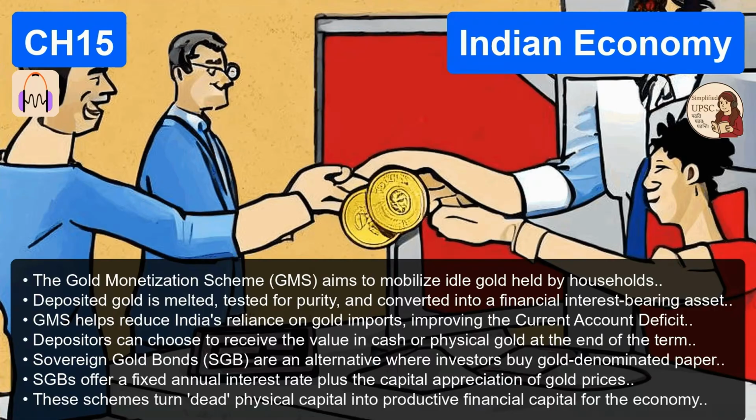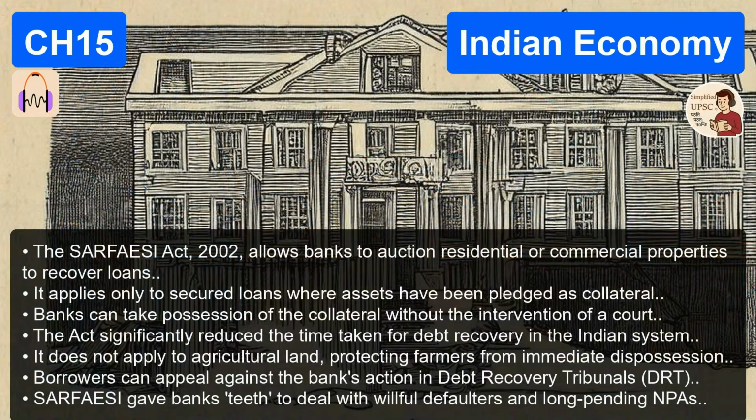The gold monetization scheme allows you to deposit your idle gold jewelry or coins with a bank. The bank melts it down, checks the purity, and gives you a certificate. You then earn regular interest on the value of that gold. And when the term is up? When you redeem it, you can choose to get the equivalent cash value or get physical gold back. It turns a dead asset into a financial asset. Turning jewelry into GDP. I like it.